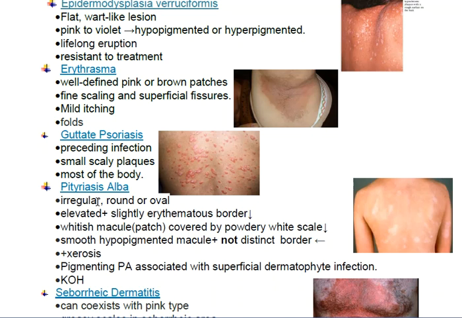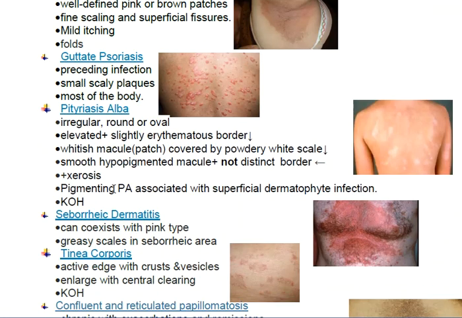Pityriasis alba is irregular, round, and oval. At first, it has an elevated border and is slightly erythematous. Then it turns into a macule or patch covered by powdery white scales, finer than those of tinea versicolor. Then it becomes a smooth, hypopigmented macule with no distinct border, in contrast to tinea versicolor. It is associated with cirrhosis. There is a type, pigmented pityriasis alba, associated with superficial fungal infection due to a defect in innate immunity. We can differentiate them by KOH.